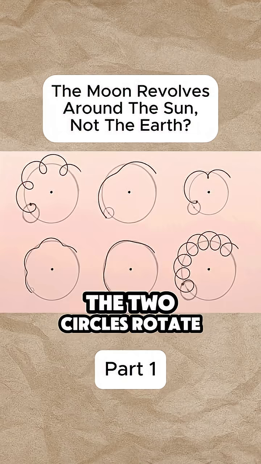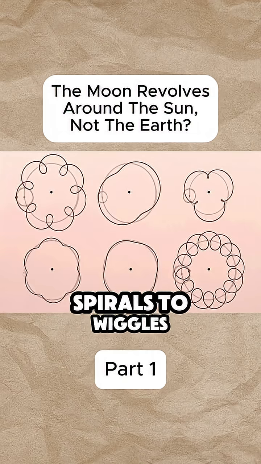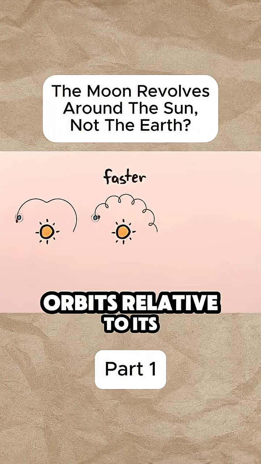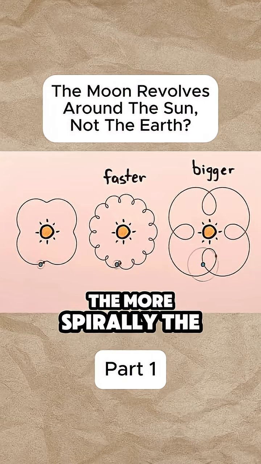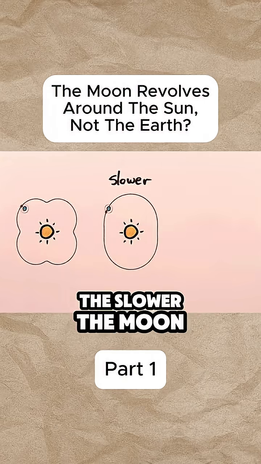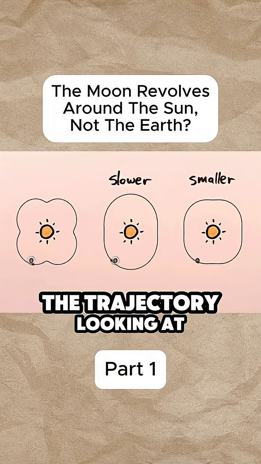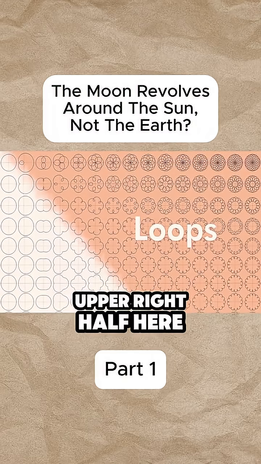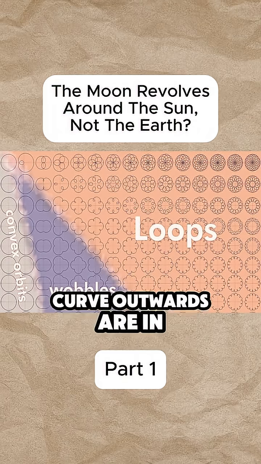Depending on how fast the two circles rotate relative to each other, and how big they are relative to each other, you get everything from spirals to wiggles to polygons with rounded corners. The faster a moon orbits relative to its planet, or the larger the moon's orbit is relative to the planet's, the more spirally the trajectory. The slower the moon moves relative to the planet, or the smaller its orbit, the more wobbly or circular the trajectory. Looking at a whole table of these trajectories, loops are in the upper right half here, and wobbles are in this region. Orbits that never curve outwards are in the remaining sliver.